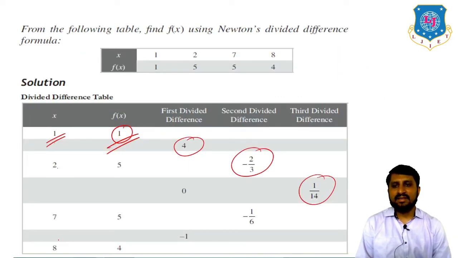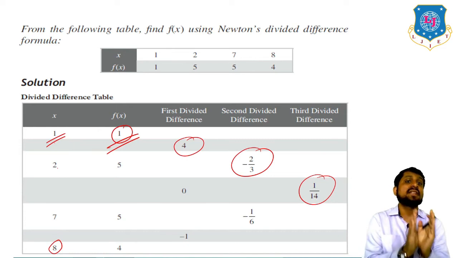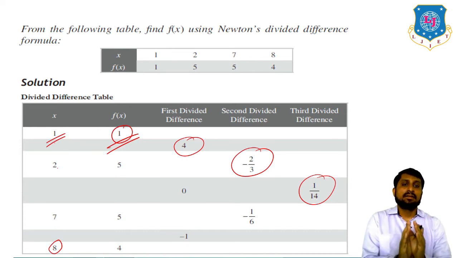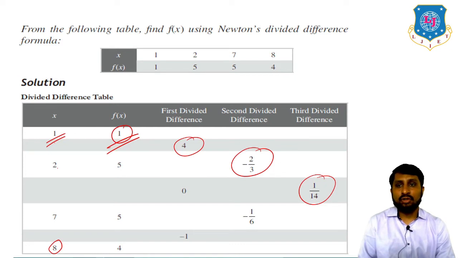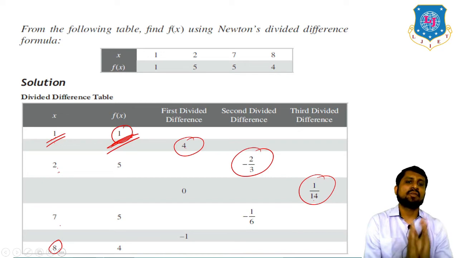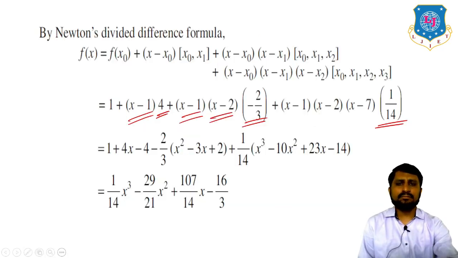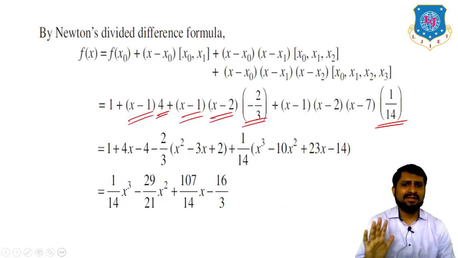So this 8 is never used in this formula. The last entry of x is never used in the formula. Remember, very important, we always use up to this. First term y0, that is 1, then x minus 1 into 4, then x minus 1, x minus 2 into minus 2 by 3, then x minus 1, x minus 2, x minus 7 into 1 by 14. So the last entry is never used in the formula. Now you can easily calculate, this is just a polynomial.